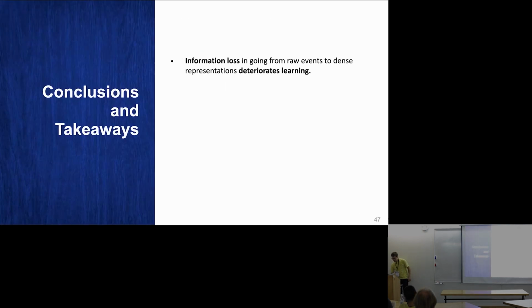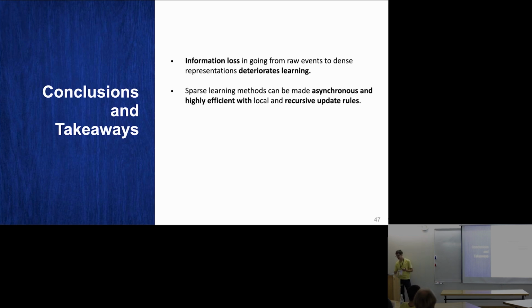So I'm already at the conclusions. Some conclusions that we've made are, first of all, that information loss is important when we talk about frame-based representations, and it can deteriorate learning if we don't take it into account. Another point is that we saw that we can have easily trainable asynchronous models which are derived from standard models, and they are highly efficient and only use local updates to achieve this efficiency.